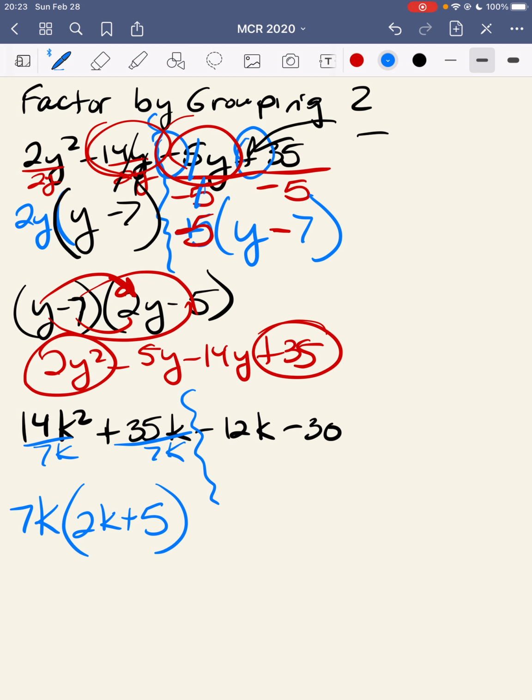Notice here I have two minuses, which means I'm probably going to have to factor out a negative in this case. All right. So if I want to go ahead and look for my GCF, I'm also looking at changing my signs. Okay. So if I wanted to get to that point, I want to probably factor out a negative 6. All right. So 12 divided by 6 is positive 2.